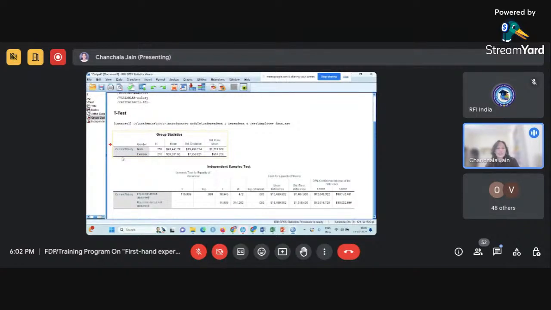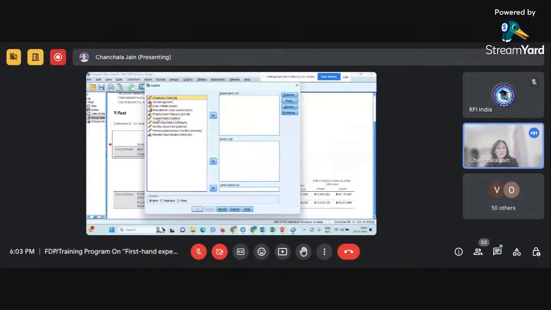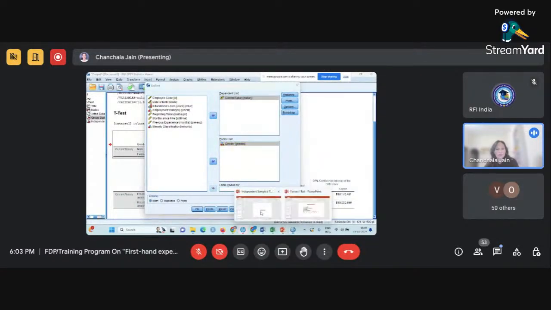Now, for checking the remaining things, we need to go to the analyze menu. We can click on descriptive statistics, and then we can click on the explore button. So I hope I can click on this. Everyone has found this particular option, right? May I? Yes, ma'am. Now you need to shift your current salary into the dependent list box and the gender into the factor list box. Because if you can recall the assumptions, let me show you.